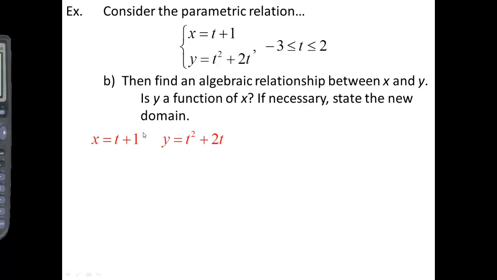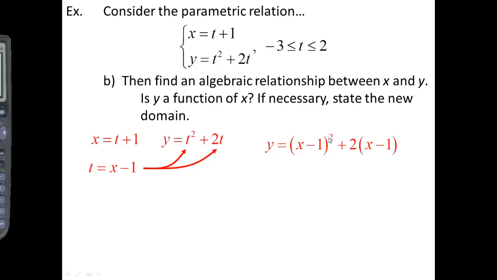So I'm going to solve for t in the x equation. That's going to give me x minus 1, and then I'm going to plug it into the other equation, just like this. So (x minus 1) squared plus 2 times (x minus 1). Now technically this is an answer. It is an algebraic relationship between x and y, but I can't help myself. I'm going to go ahead and simplify.